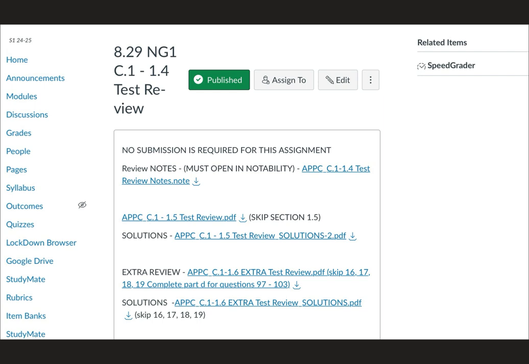Please, please, please pay attention to these. It says complete part D for questions 97 to 103. That's where it says what we did at the end of the examples yesterday, to write the function in terms of f of x. It's crossed through in the instructions, but it's going to be on your test, so make sure that you do it, okay? And then the solutions for the extra one are there too.